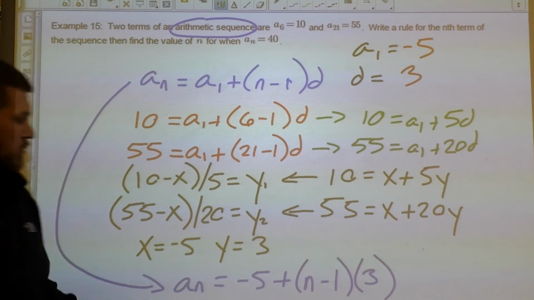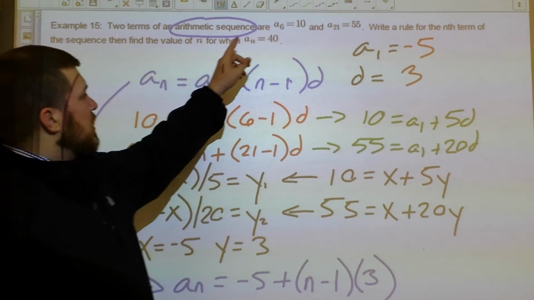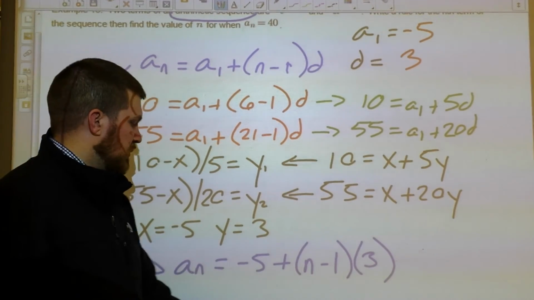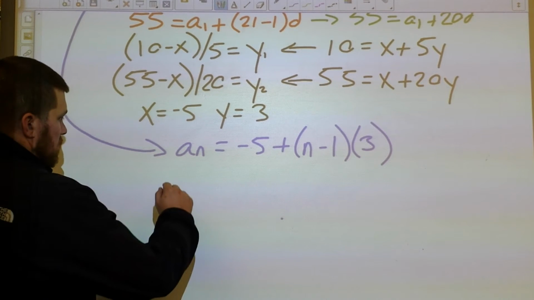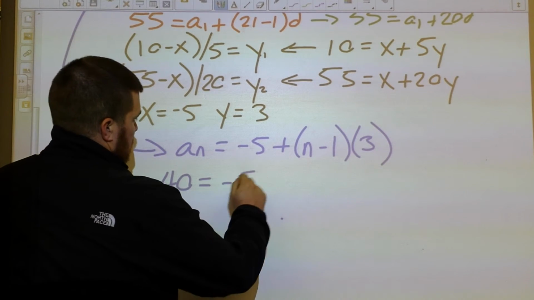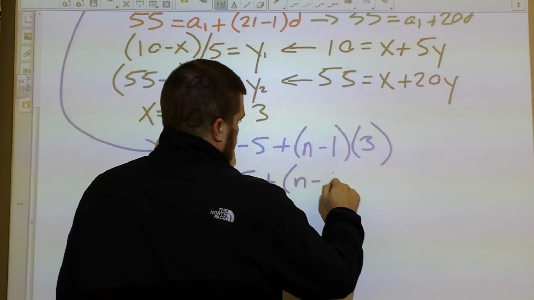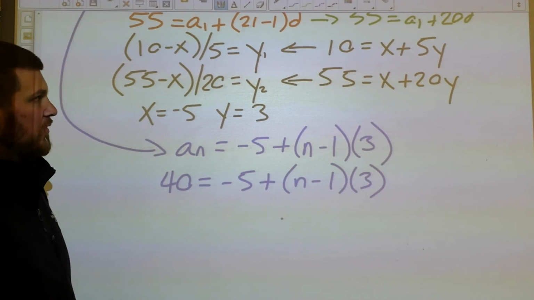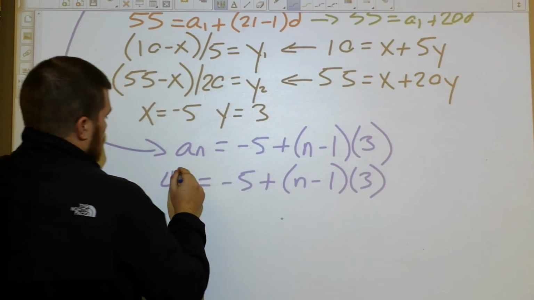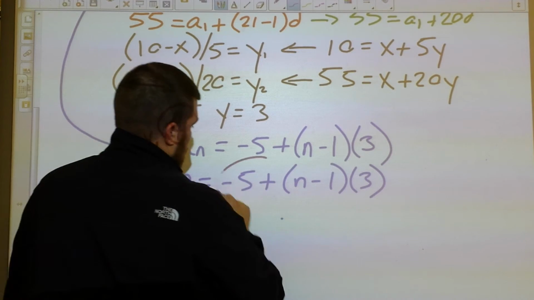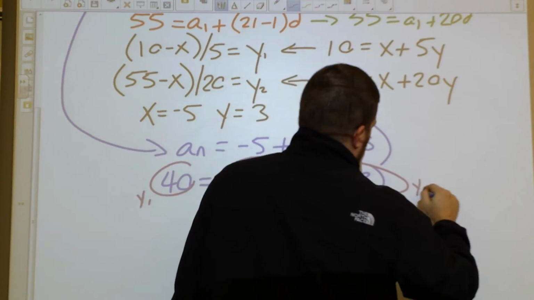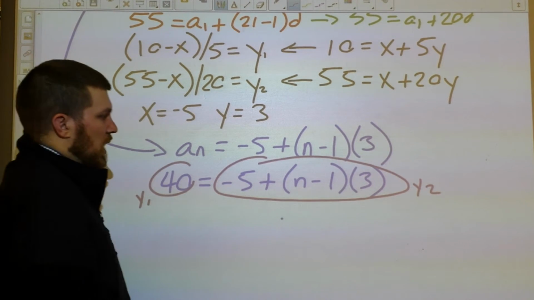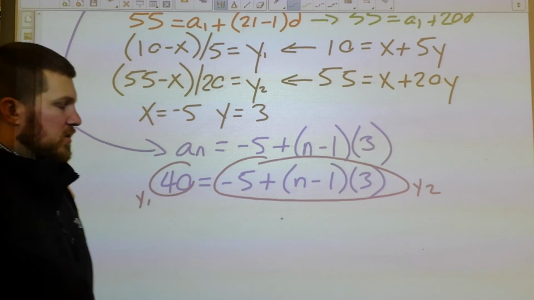Now that I have the rule for the nth term of the sequence, I want to find the value of n when a sub n is 40. Everywhere I see an a sub n, I'm now going to put in a 40, and I want to solve for n. No big deal. Obviously, you could graph this if you wanted to: y1 on the left, y2 on the right, and instead of n, you would put x in your calculator. But I'm going to go through and solve this by hand, because it's good to practice that.